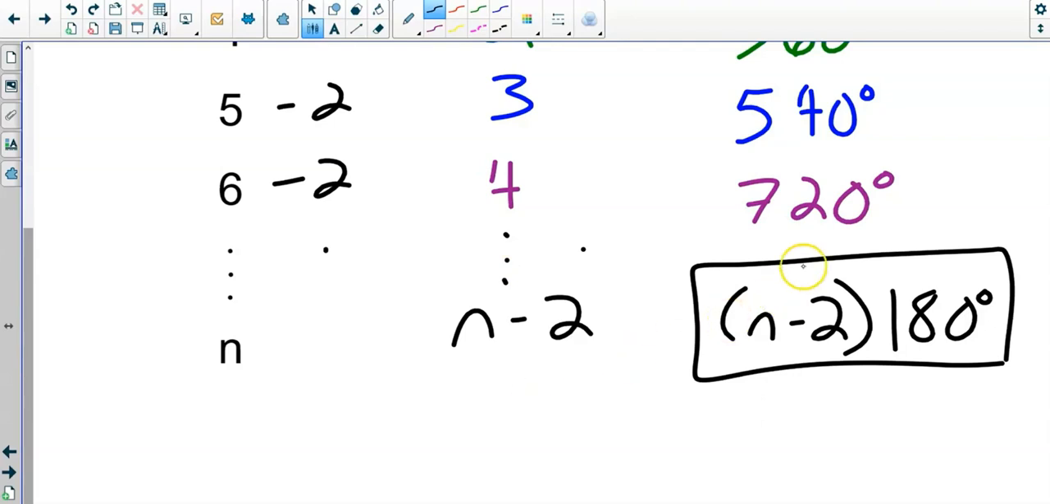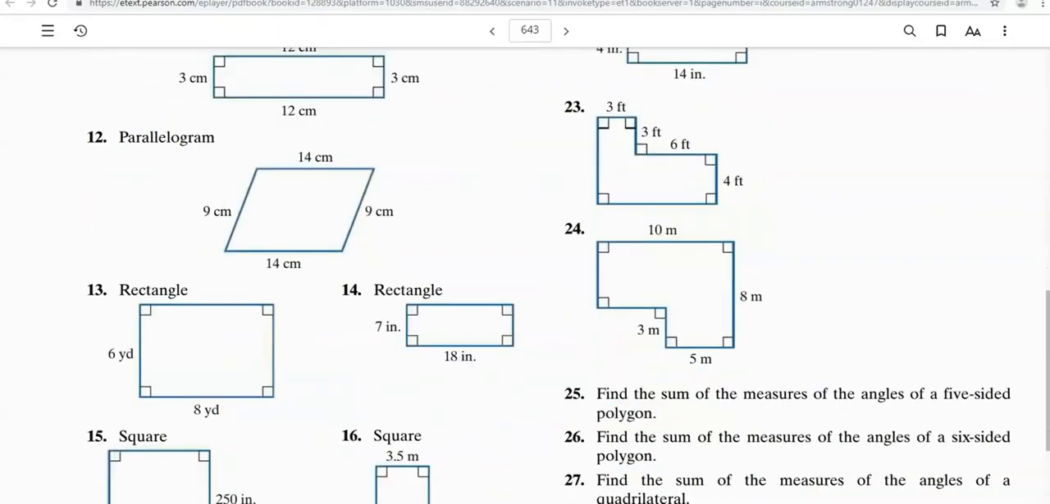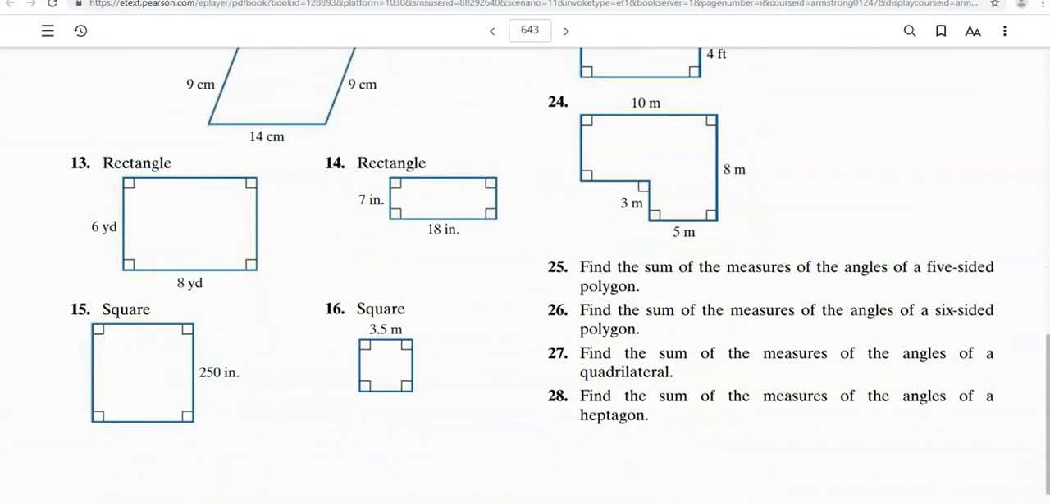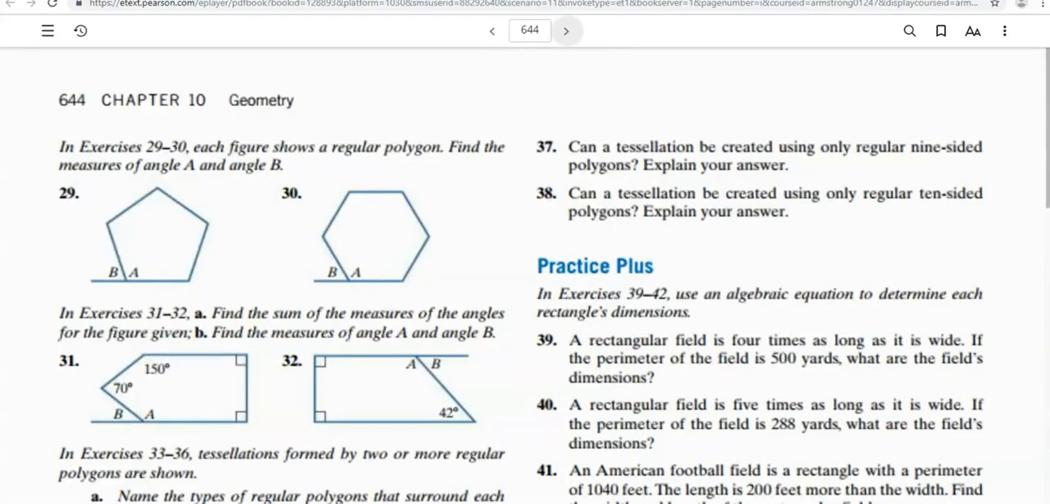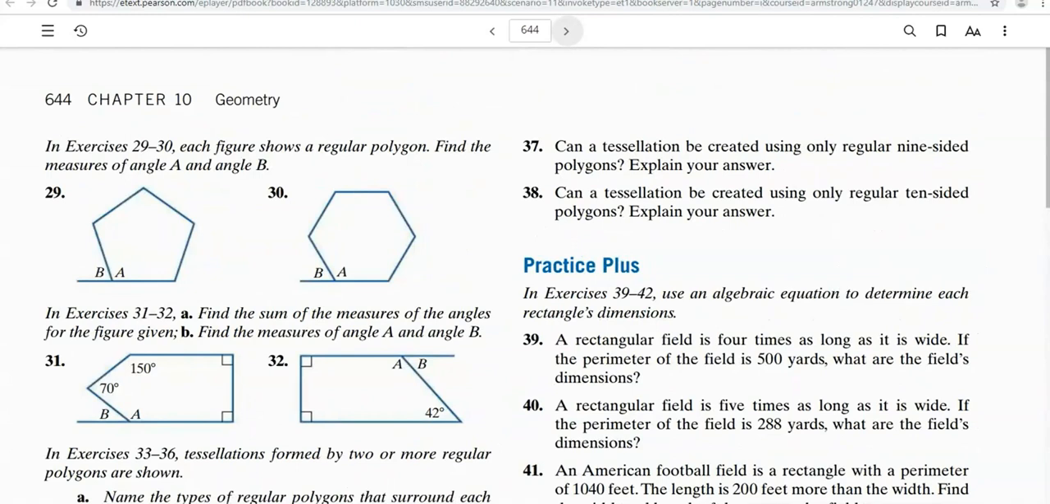So, in your assignment, this is what they're going to do to you. They're going to say, hey, right over here, find the sum of the measures of the angles of a 6-sided polygon. Right there, they told you how many sides it has. So take 6 minus 2 and multiply that by 180, which we already gave you the answer to. It's 720 degrees. Or, hey, find the sum of the measures of the angles of a heptagon. Hepta is 7. Take 7 minus 2 and multiply that by 180. You got your answer. See if there's any other things that they do on here. So there you go.